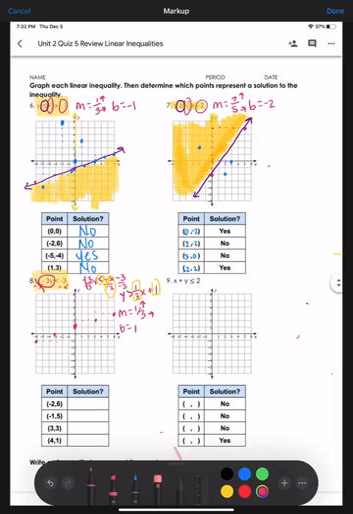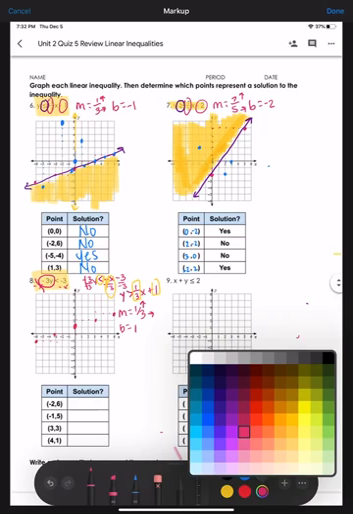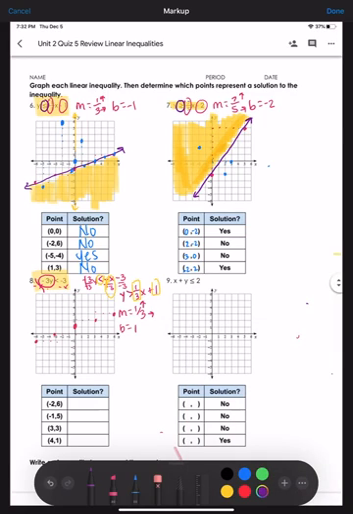I want to know if I should make my line dotted or solid, so I'm going to check the symbol. Y is greater than, there's no equal to, so this line is actually going to be dashed. So I'm going to connect these dots with a dashed line. What the dashed line means is if there's a point that's on the line, that specific point actually isn't part of the solution, but anything in the shading is part of the solution. So we'll see that in just a minute.